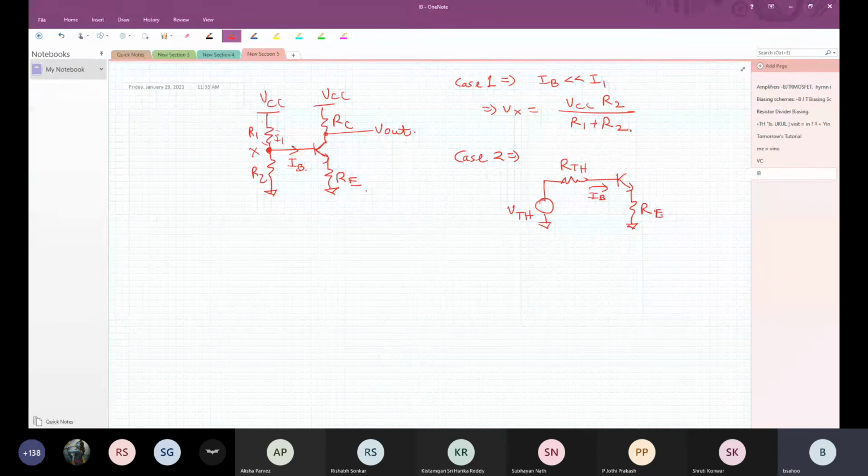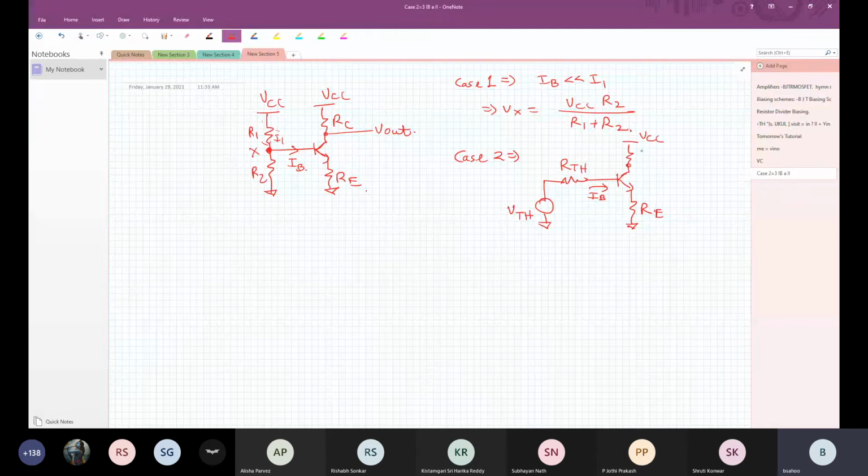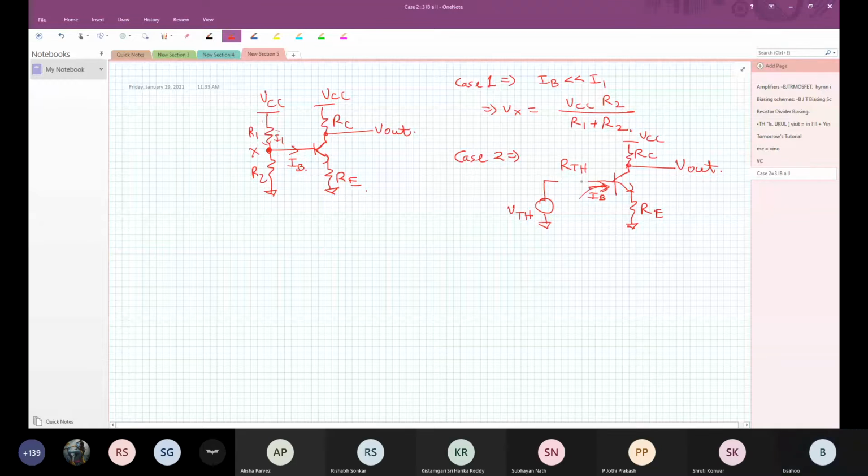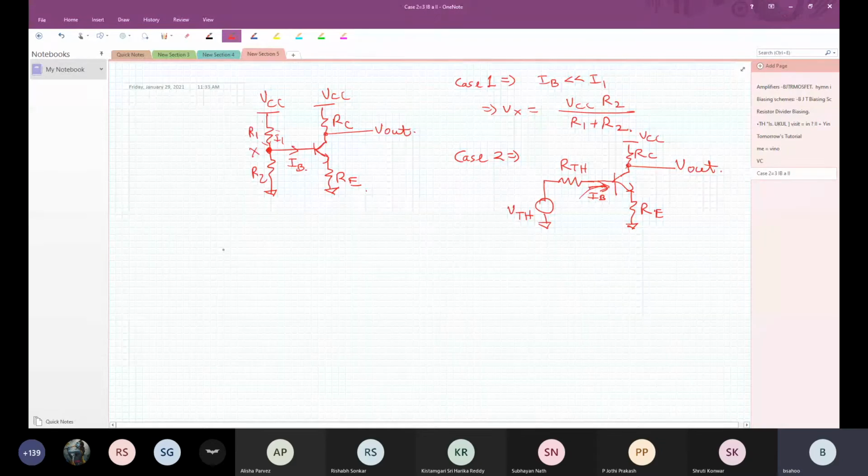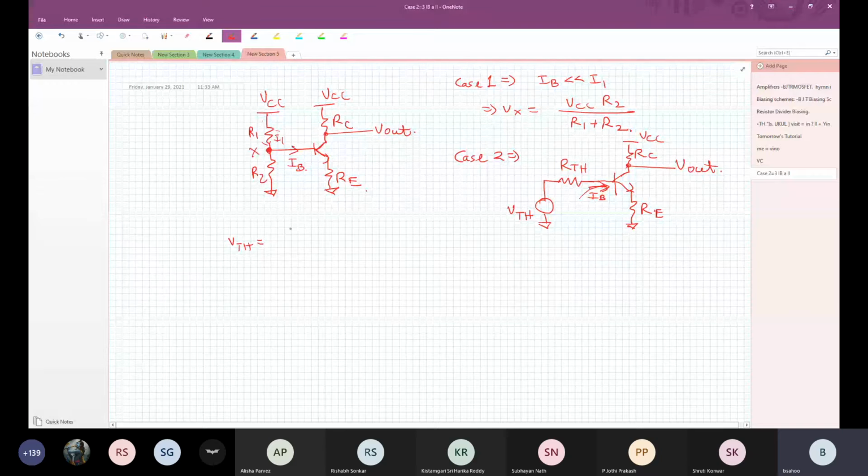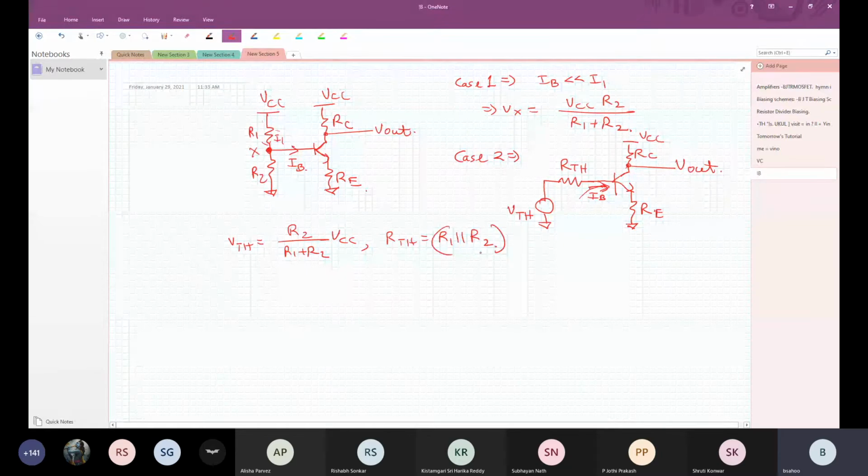Okay, so this is RE, and of course you have this is VCC, this is RC, and this is V out. So you have to find this IB over here. Now, what is RTH? VTH is the same as before, R2 by R1 plus R2 times VCC, and RTH equal to R1 parallel R2. Okay, so this is what you have, and then V out is given by this.